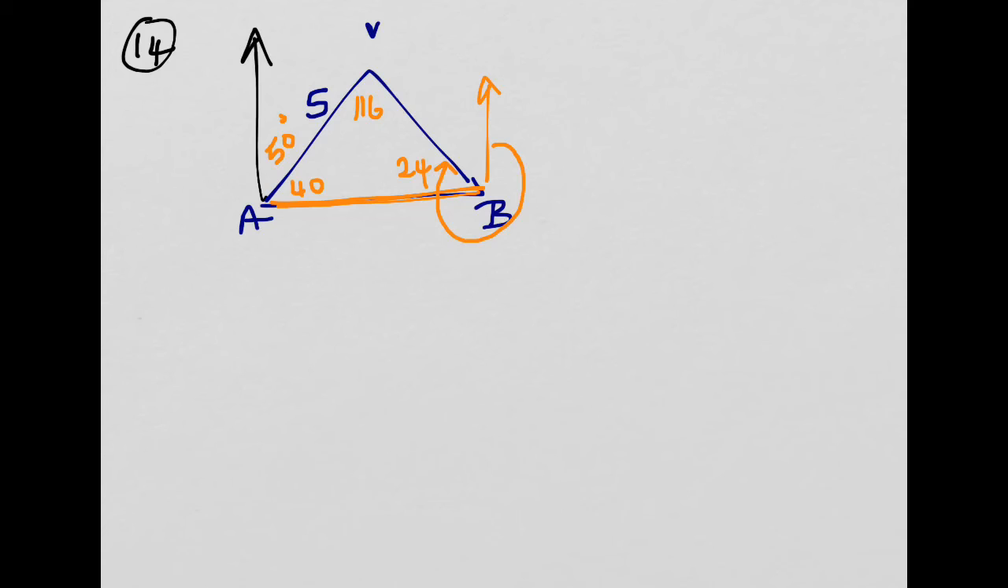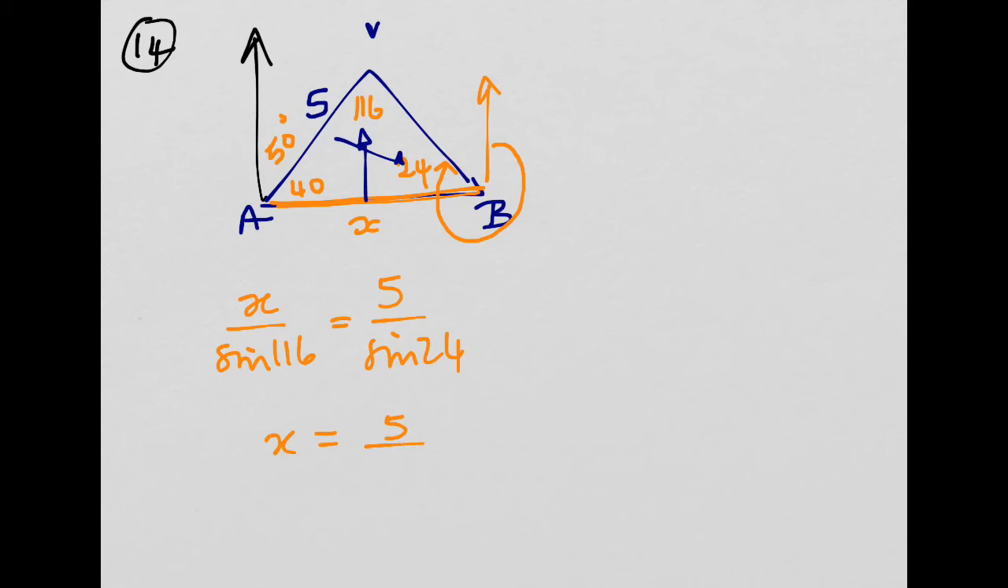Question's asking you, what is this distance here between the hostels, X? Angles and sides means it's a sine rule question, so X over sine 116 is equal to 5 over sine 24. Okay, X, 116, 5, 24. Take the sine 116 over, X will be 5 over sine 24 times sine 116. And on your calculator, that comes out to be 11.0 kilometres.